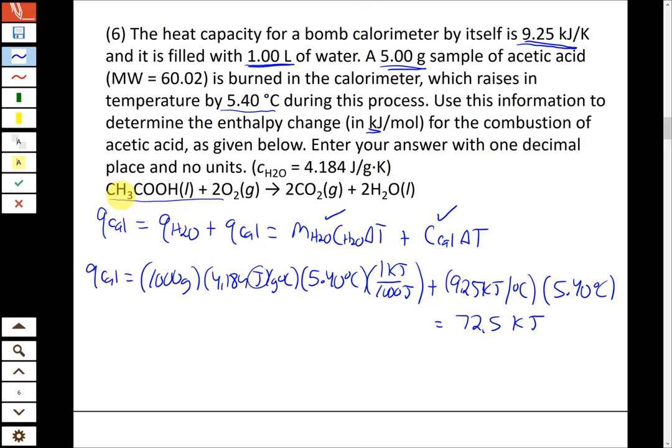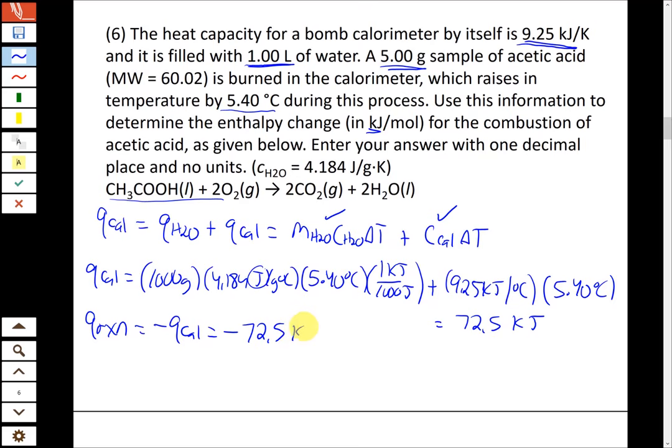All right, so that's the first step, calculating heat for the calorimeter. The second step is trivial, which is just to recognize that in a calorimetry situation, the reaction that you're studying is the system, and the calorimeter is the surroundings. As we talked about a little bit before, whenever you have heat transfer, it goes from system to surroundings, which means it's going to be the same in magnitude, but opposite in sign. So the heat for the reaction that we're studying is just equal to the negative of the heat for the calorimeter. So it's going to be negative 72.5.